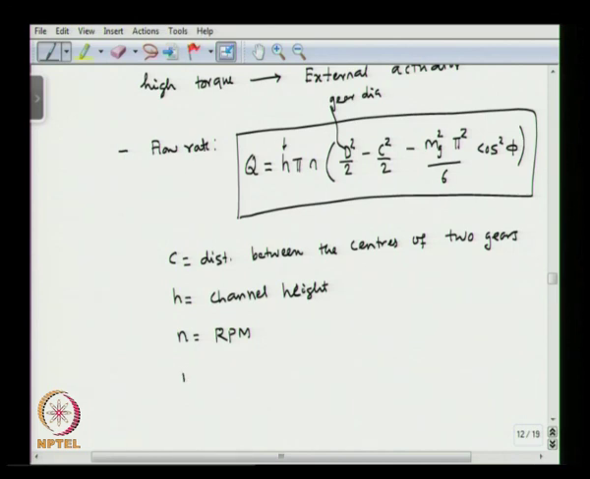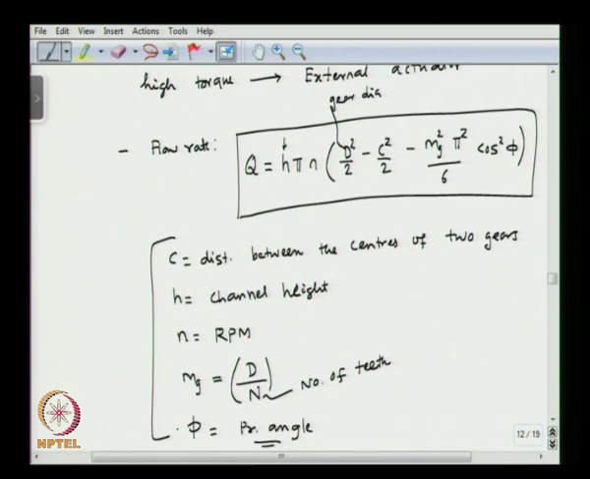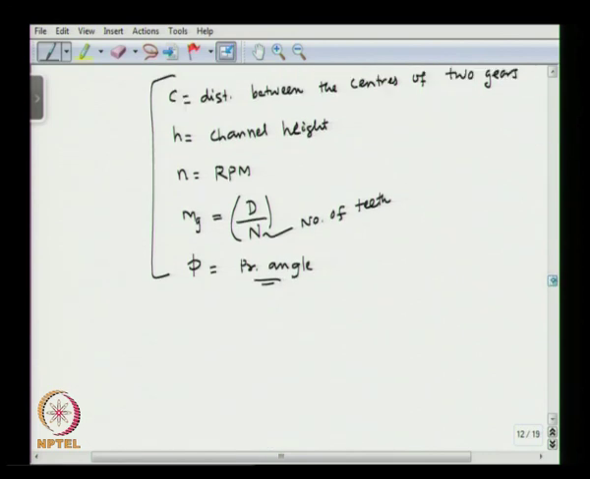So, mg is the diameter of the gear divided by the number of teeth. Okay. So, n is the number of teeth, and phi is the pressure angle that is defined according to the geometry, the profile of the teeth. So, knowing these parameters which are defined for a set of gears, and if you know the channel height and the RPM, we can calculate the flow rate delivered by a rotary micropump.